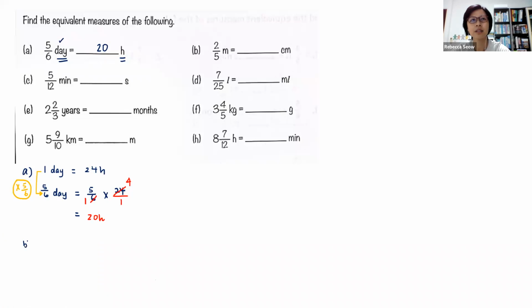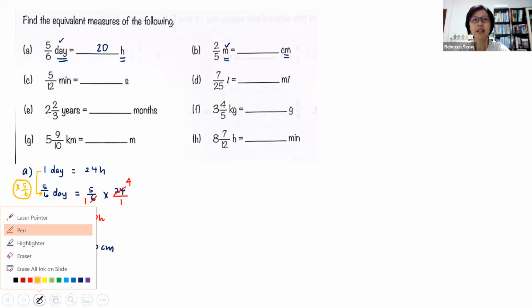Now let's work out B. For B, we are looking at the units of meters and centimeters. The bigger unit is meter. So 1 meter equals 100 centimeters. This is the basic conversion taken from the previous page. Now, instead of 1 meter, I'm going to replace the 1 with 2 out of 5. So 2 out of 5 meters means that I need to multiply my 1 by 2 out of 5 to give me 2 out of 5.